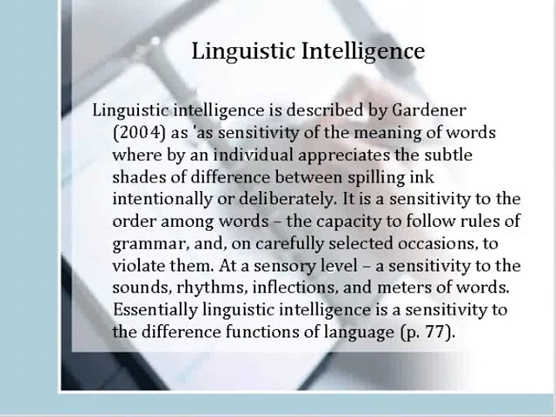The intelligence we've used is Gardner's linguistic intelligence. Linguistic intelligence is described by Gardner as a sensitivity of the meaning of words whereby an individual appreciates the subtle shades of difference between spilling ink intentionally or deliberately. It is a sensitivity to the order amongst words, the capacity to follow rules of grammar, and on carefully selected occasions to violate them. At a sensory level, a sensitivity to the sounds, rhythms, inflections, and meters of words. Essentially, linguistic intelligence is a sensitivity to the different functions of language.